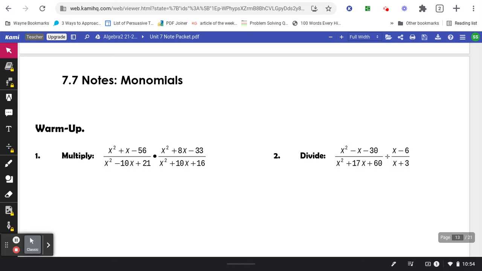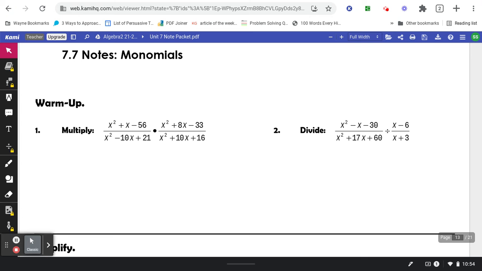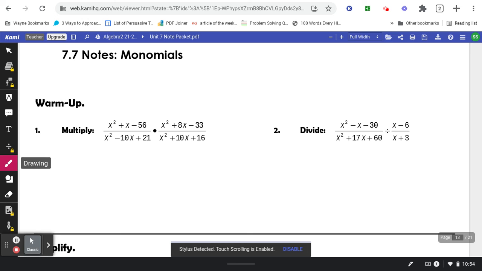These are the notes for Algebra 2 covering monomials. First, we're going to start with a warm-up of what we did before, multiplying and dividing our rational expressions. So this is just a lot of factoring here. Let's set this first one up.